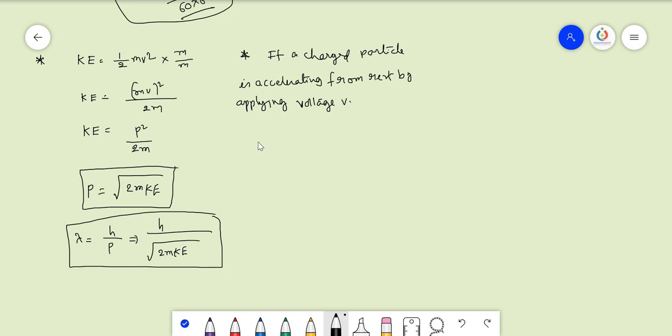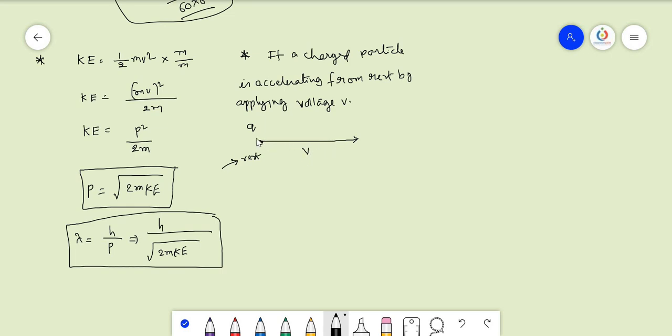So let us take a charged particle. This is the charged particle, and this particle has some charge Q, and it is moving by applying the voltage V because it is in the rest position. And this concept is applicable only to the particles that are in the rest position. So when a charged particle in the rest position, having the Q quantity of the charge, to make it move we need to apply a certain amount of voltage.